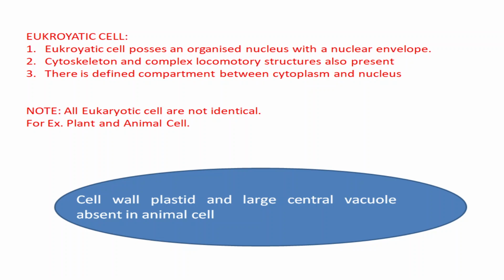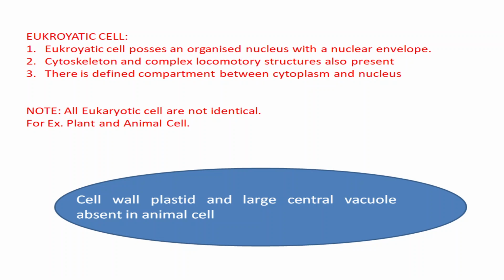Next is, eukaryotic cell also contains cytoskeleton and complex locomotory structures. What does that mean? When our body moves, it needs energy and some filaments which can help it to move as we want. These structures are known as cytoskeleton and locomotory complexes.